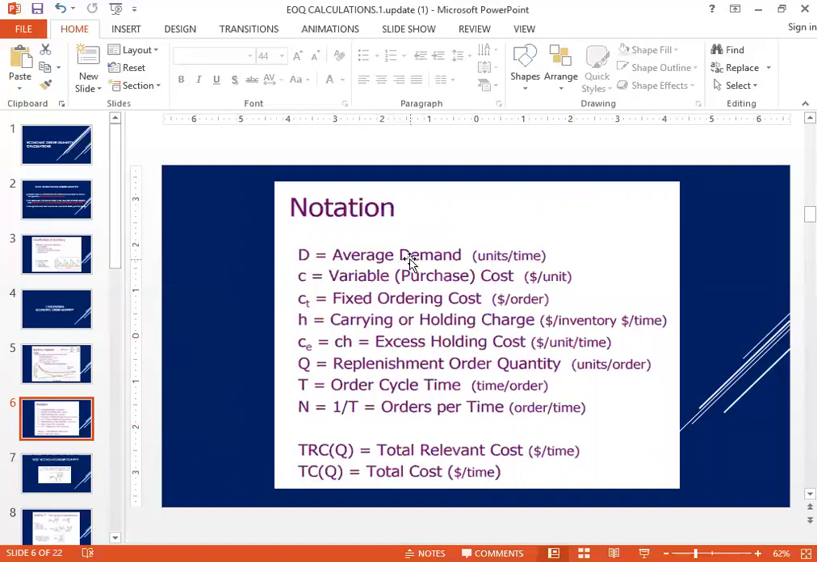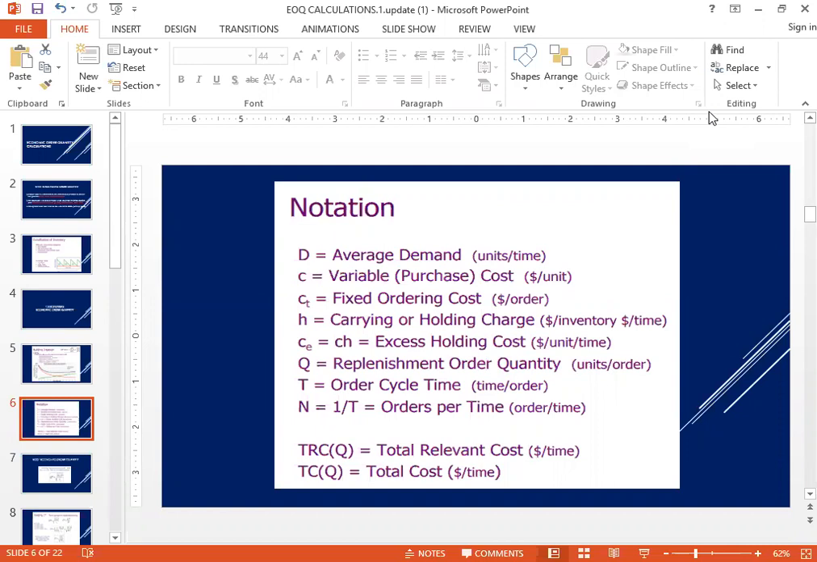D stands for average demand. The important thing for you to know about the demand is that you need to calculate the yearly demand. Some questions in EOQ can trick you up a little bit, because they may say the average semi-annual demand is 10. Then you can figure out that the average yearly demand is going to be 20, and so you'll need to use 20 for D. So again, it's always the average yearly demand.